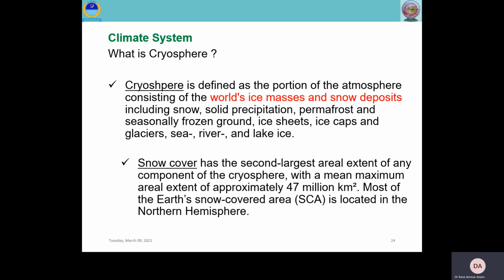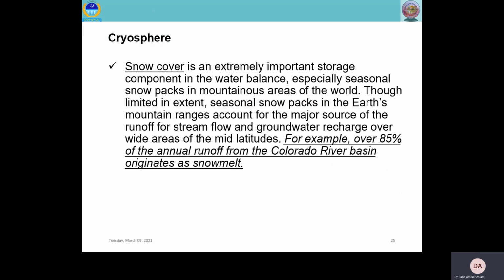cover, which is the second largest component of cryosphere, right? And it covers nearly 47 billion square kilometer area around the globe, and most of the Earth is snow covered, and it is located at the poles, northern hemisphere and the southern hemisphere. I mean, Antarctica and Arctic. On the other hand, it is not only the biggest storage or component of cryosphere, but also provides the storage of fresh water, right?